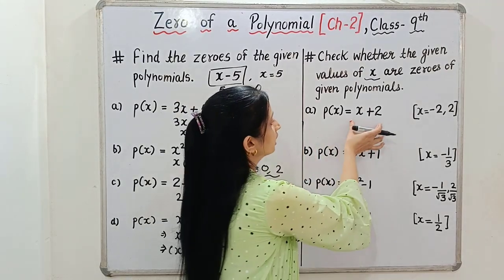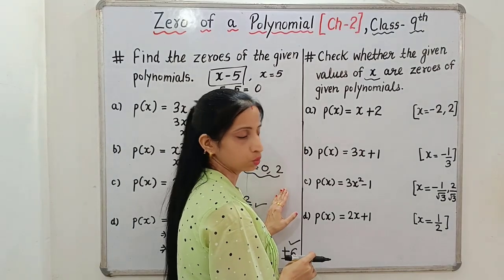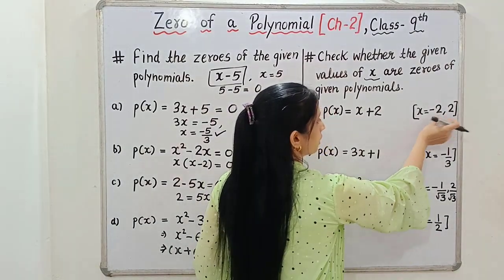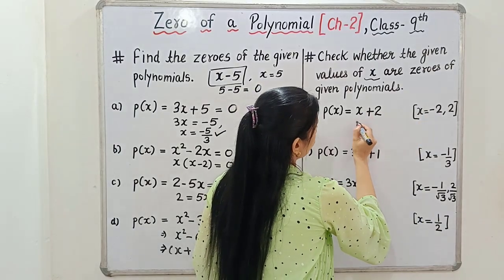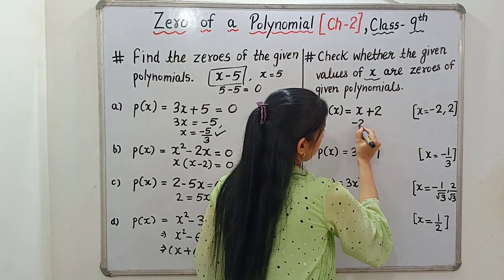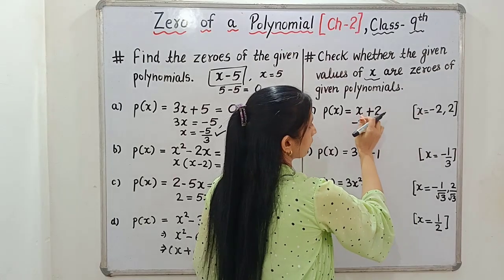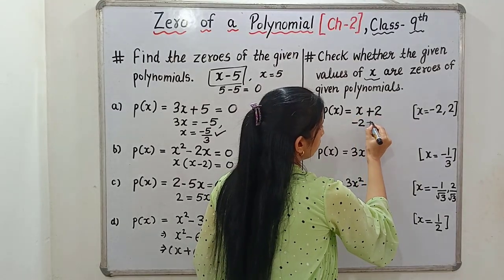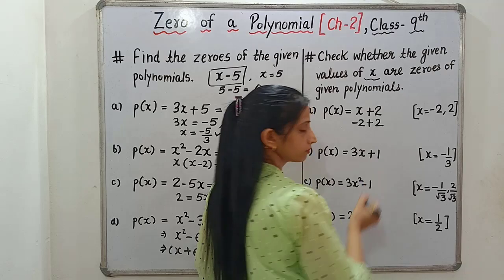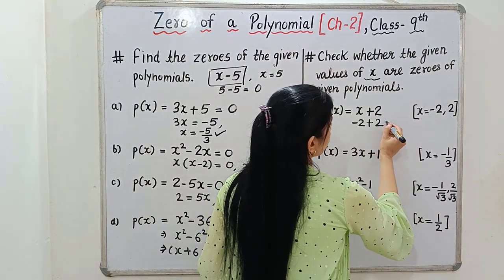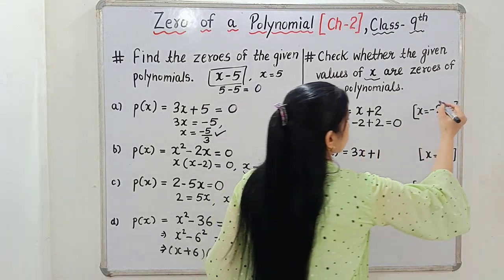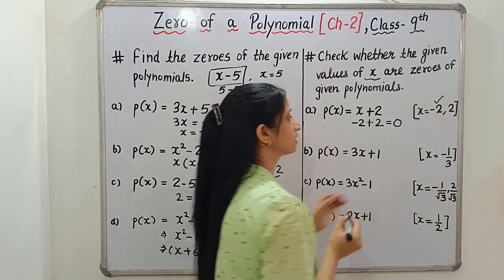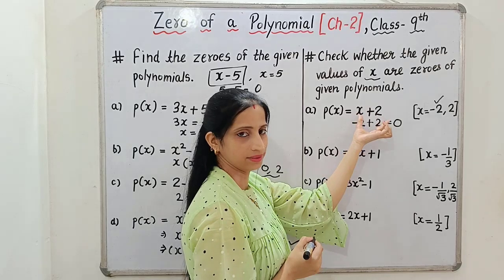The given polynomial is x plus 2 and the values given are minus 2 and plus 2. So let's begin with the first one. Let's put minus 2 in place of x, substituting the value of x in the given polynomial, and this plus 2 is already given. So minus 2 and plus 2, what will we get? 0. Hence x is equal to minus 2 is the 0 of this given polynomial.